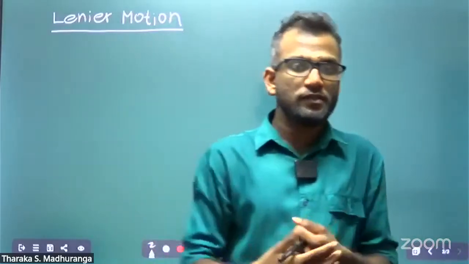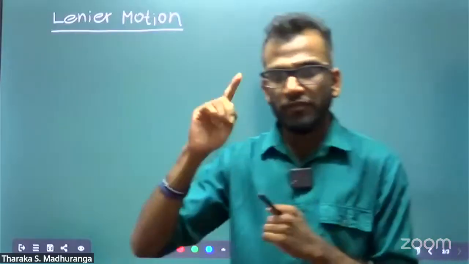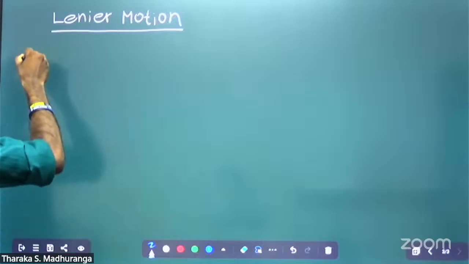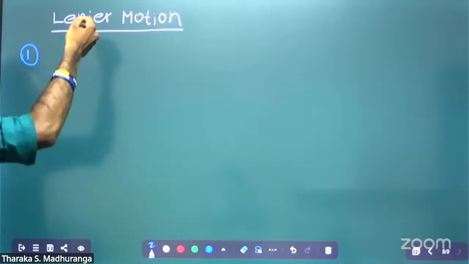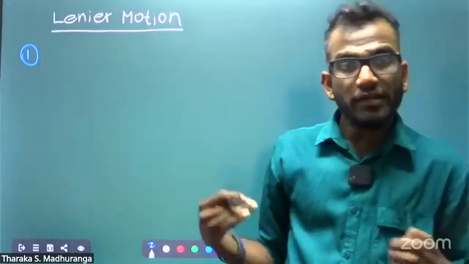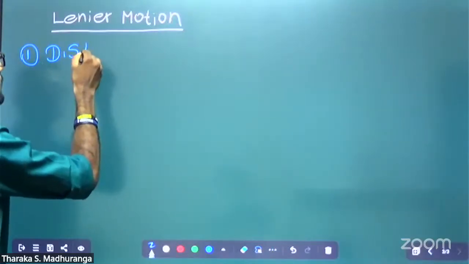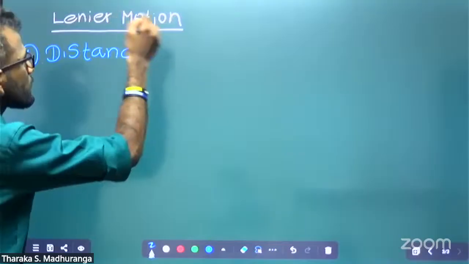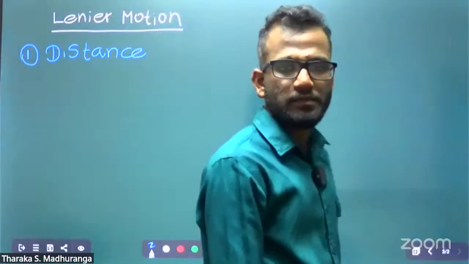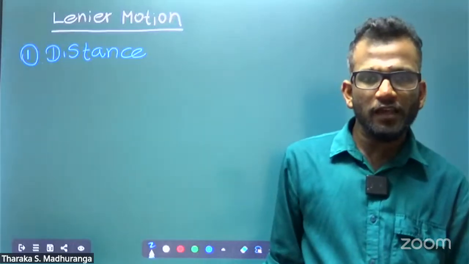Physical quantities, vector and scalar both. Yeah, the first is distance. Do you remember? The distance is the first physical quantity that we can use to measure the linear motion. Okay, what's the meaning of the distance?